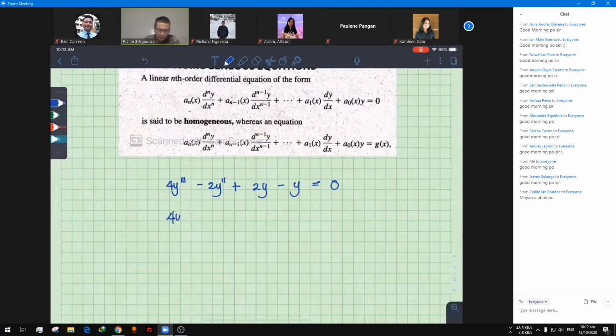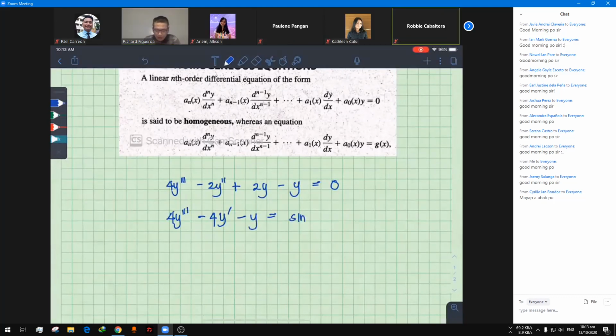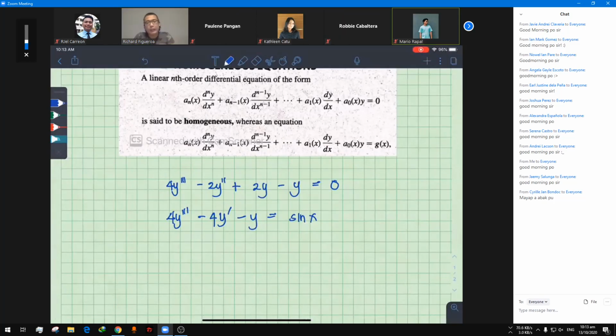So for example, if I would have the same, or let's say a different equation, minus y, then it's equal to sine x. Okay. So in here, the left-hand side appears to be a homogeneous equation. However, with the inclusion of sine x on the differential equation, it already makes it a non-homogeneous equation. So that's the only difference.